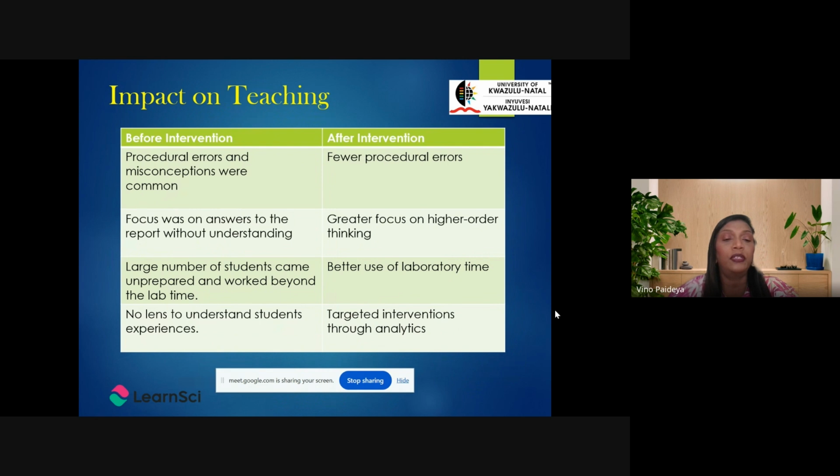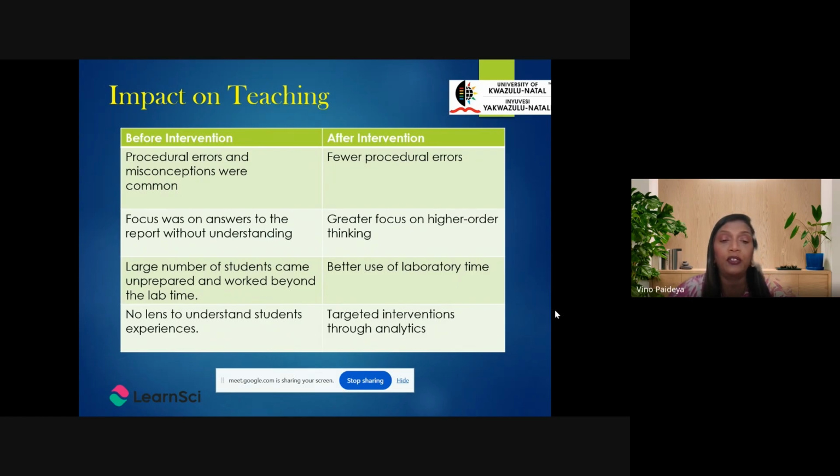A larger number of students came unprepared and worked beyond lab time. So lab closes at 5 p.m., and we would see that students were struggling to complete the lab report, and some of them were even washing up way after close time. Now we have better use of laboratory time. Students have a significant amount of time to engage with the report, and they have completed their lab activities at least 45 minutes before the lab closes.